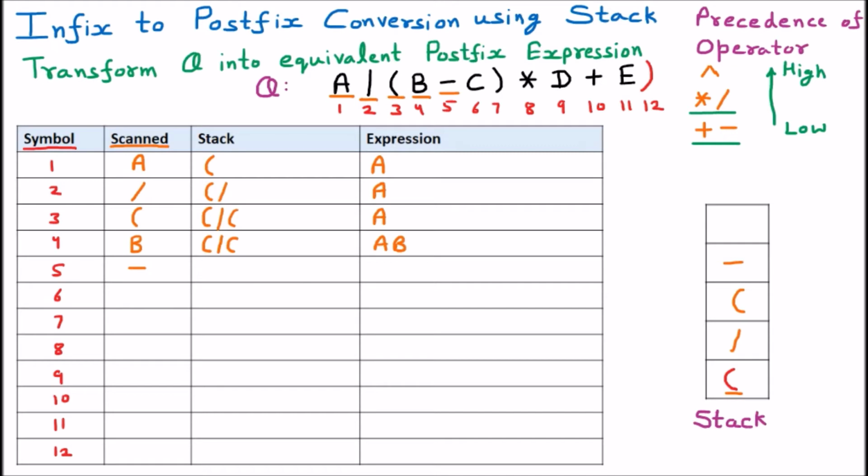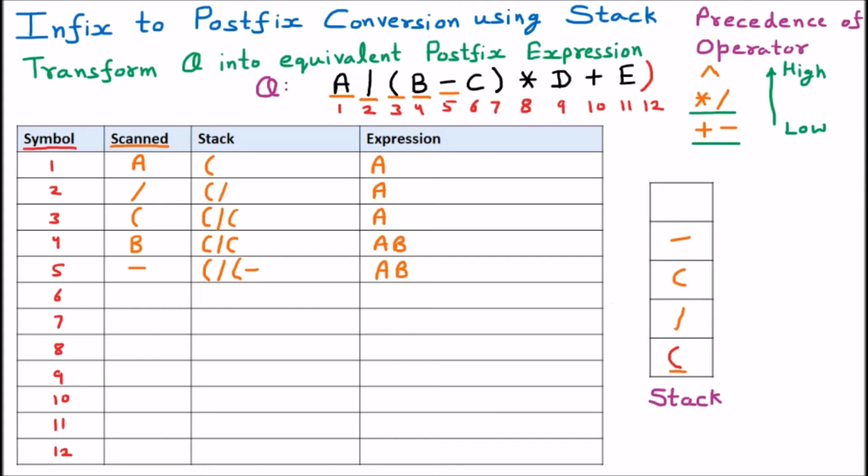So stack entries are bracket, divide, bracket, and then minus, and A will remain same. Now we are going to scan the next symbol, which is 6. In the 6 we have scanned the C. Now C is not an operator, so C will directly come after the expression, which is becoming ABC. And the stack entries will remain same, which is a starting bracket, divide symbol, starting bracket, and minus. So these are the stack entry.